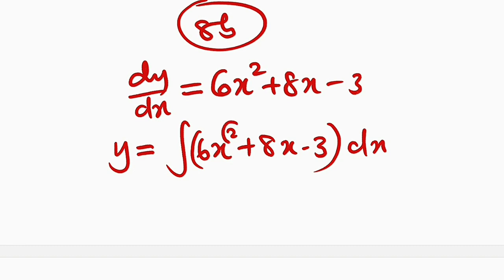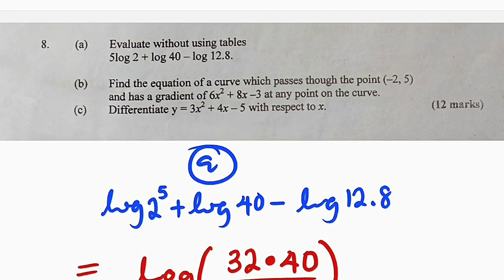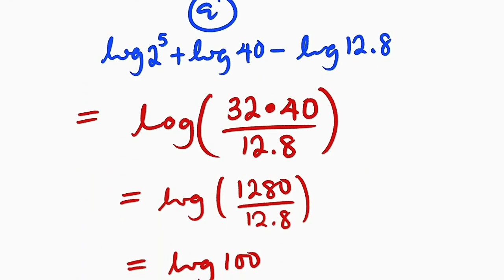Let's do that. This power will increase by 1, it becomes 3. We have 6 divided by 3, which is equal to 2. So we have 2x to the third power. This naturally has a power of 1. You increase it by 1, it becomes 2, and you have to divide by 2. 8 divided by 2 is 4x squared minus, if it is constant, just attach x, then plus the constant of integration. And hence this is the y, this is the equation. But we have to find the value of c. At what point? At a point where x is -2 and y equal to 5.